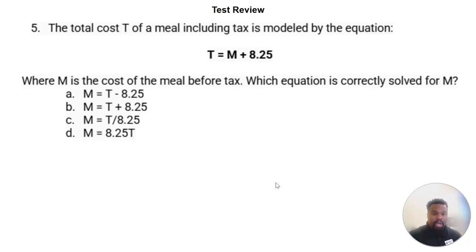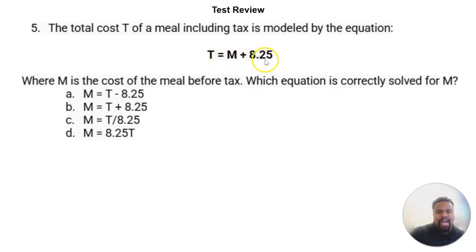Let's take a look here. The total cost T of a meal, including taxes, is modeled by this equation: T equals M plus 8.25. M is the cost of the meal before tax. Which equation is correctly solved for M? So this is a literal equation. With a literal equation, you are rearranging your equation so the variable that you want is on one side of the equal sign by itself. So basically, I want M all by itself on one side of the equal sign.